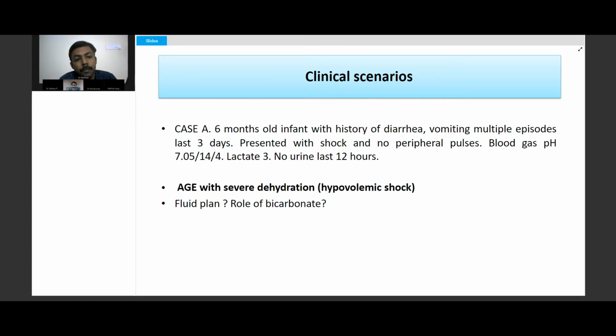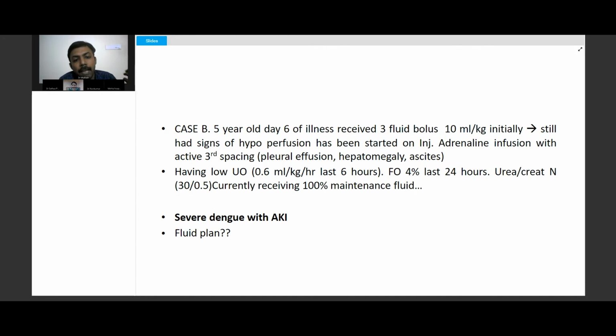Coming to the next scenario, a 5-year-old male child with day 6 of fever, who already received 3 fluid boluses of 10 ml per kg initially for shock, had hypoperfusion signs and was started on inotrope, low dose adrenaline, with active third spacing. He has had low urine output for the last 6 hours, 0.6 ml per kg per hour, and a 4% positive balance in the last 24 hours, but urea and creatinine are fairly okay for his age and weight. He is currently receiving 100% maintenance fluid. This is a severe dengue child with signs of AKI. So what is the fluid plan for him?